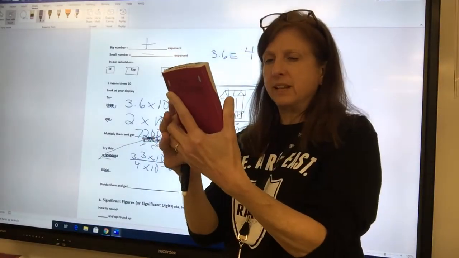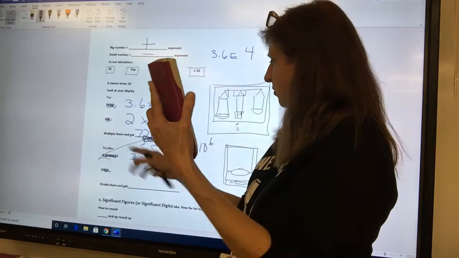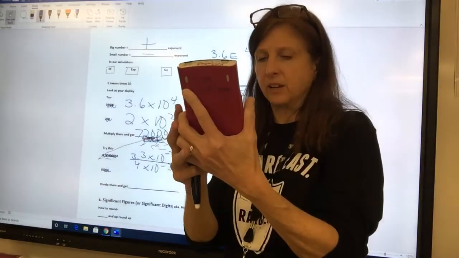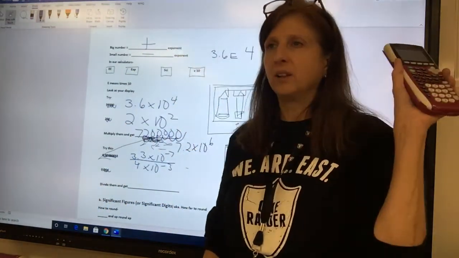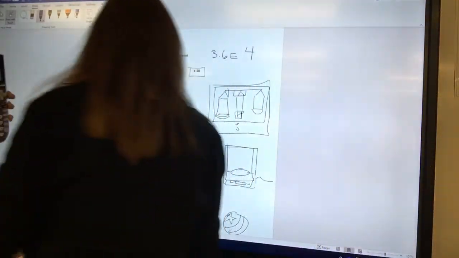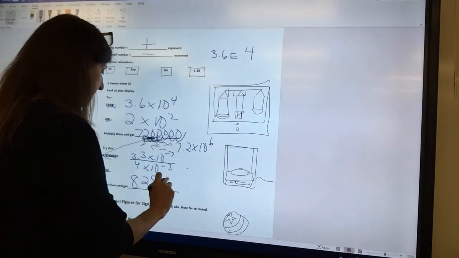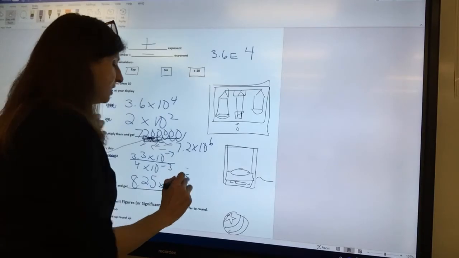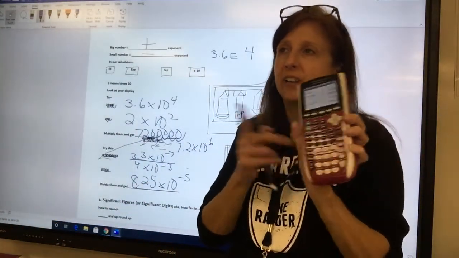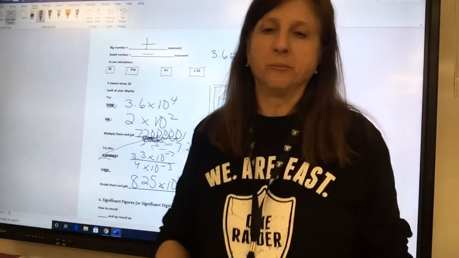Okay, so this is negative 7, and then divided by 4 times 10 to the negative 3. And what'd you get? 8.25 times 10 to the negative 5. So notice I didn't write the shorthand my calculator did for my answer on the test. I write it in the proper form.